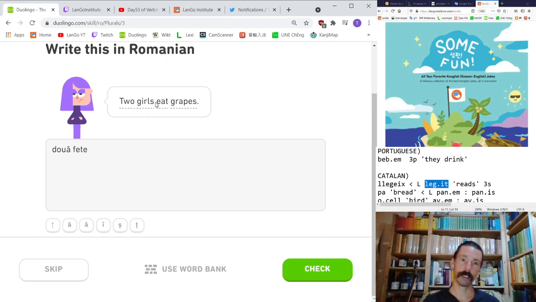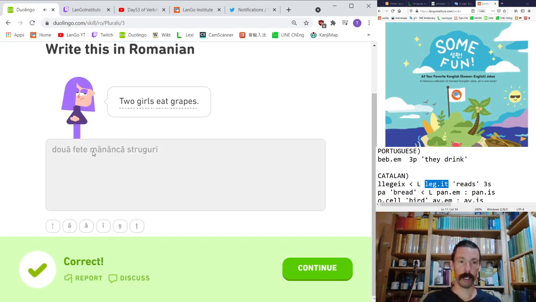Mănânc. This one, mănânci. What's the plural form? Maybe mănâncă. We manducant. Mănâncă, alternating accents. M, bowl. N, umbrella. Mănâncă, bowl. Grapes, struguri. Cool word. Două fete, two girls. Mănâncă, I hope. Struguri.